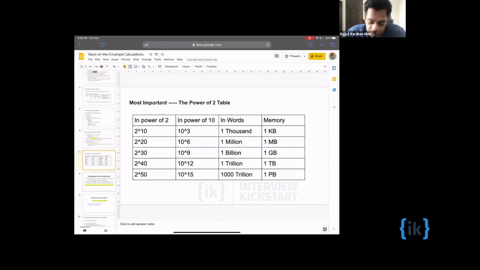This table is the most important table, the power of two table. I'm sure we know this stuff, but these numbers should be tattooed on our brain. Even if in sleep somebody asks you what's 2 to the power 30, you should say that it's 1 billion, it's 1 gigabyte, it's 10 to the power 9. So we have to memorize these tables to that extent.